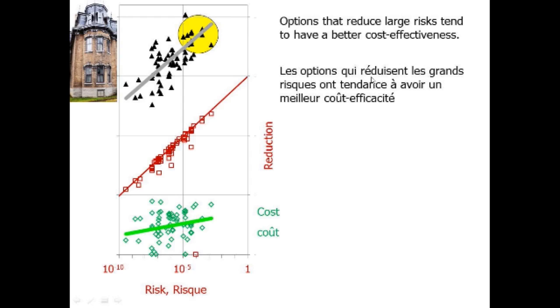Options that reduce large risks tend to have a better cost effectiveness. I'm just referring to this in a business sense, which is the economies of scale. If you ever wondered whether fixing the whole building for $1 million was better than picking away at the edges with acid-free tissue, not only in terms of effectiveness, but cost effectiveness, bang per buck, is better because this line is not horizontal.